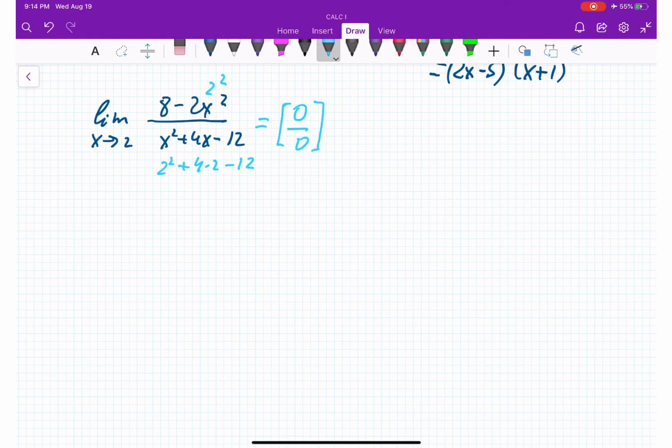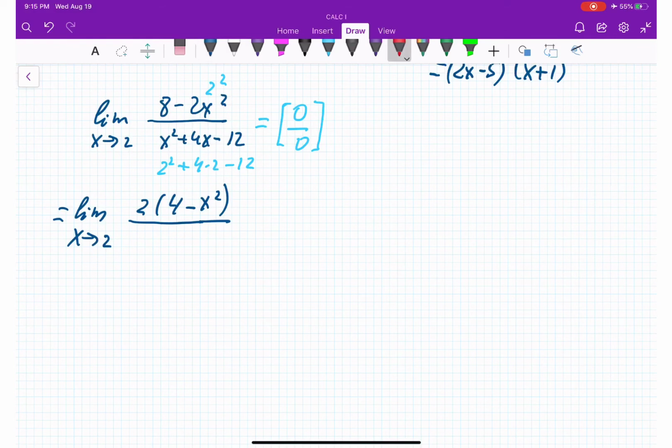And to remind you one more time, when we have the form 0 over 0, we are going to factor it down, be it common factor, be it any kind of factoring, by any method. So let's start. Limit x approaching 2. 8 minus 2x squared. If I take 2 out, I'm getting 4 minus x squared, right? And this one, x squared plus 4x minus 12.